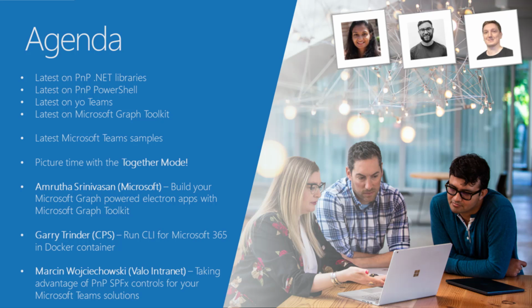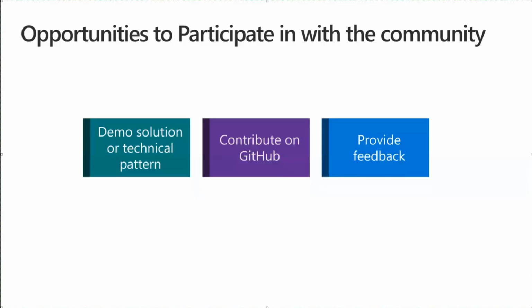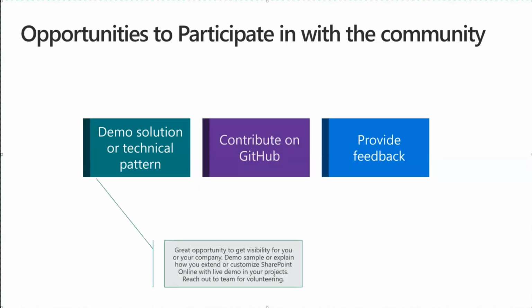Now, let's do a quick recap on opportunities to participate within the community. We are an open source community, and we want our community to be active. One of the easiest ways to be active and part of the community is to volunteer to do a demo of a solution or a technical pattern. These are great opportunities to get visibility for you or your solution or your open source solution. It doesn't necessarily have to be an open source solution.